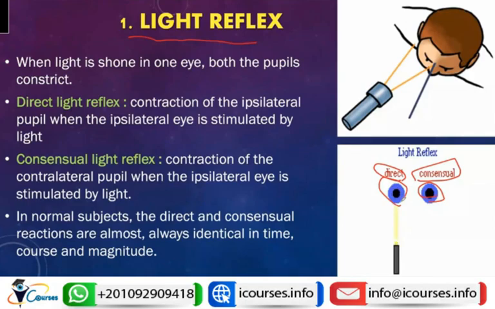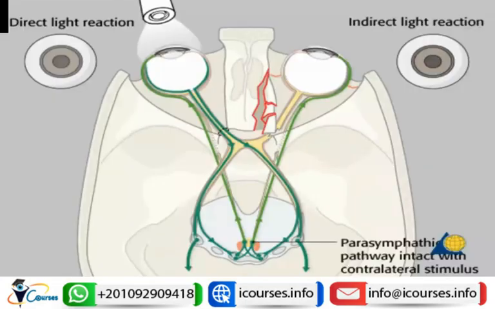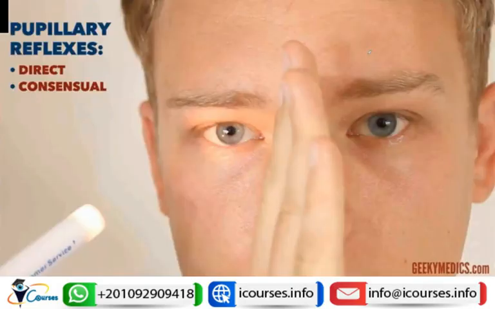So again, the light reflex means that when we shine the light into one eye, this will lead to constriction of both eyes. The constriction of the same eye is called the direct light reflex, and the constriction of the other eye is called the indirect light reflex. Here we see that when we shine the light at one eye, there is a constriction of the same eye and of the other eye as well.